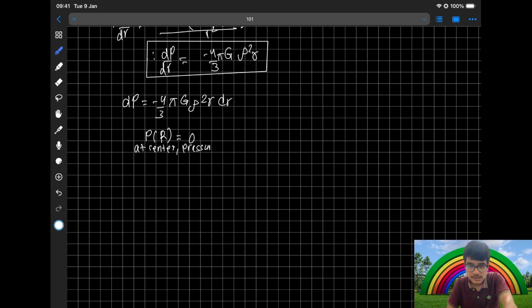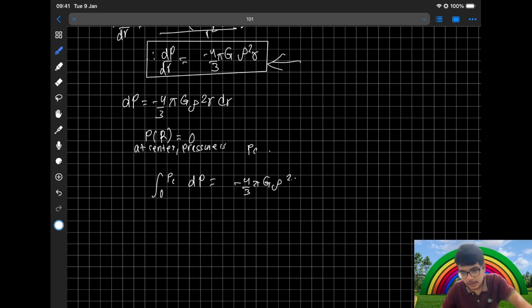Let us denote the center pressure by PC. Fine. So it's going to be 0 to PC, the value is minus 4 by 3 pi G, we have this right here, just integration, r to R.